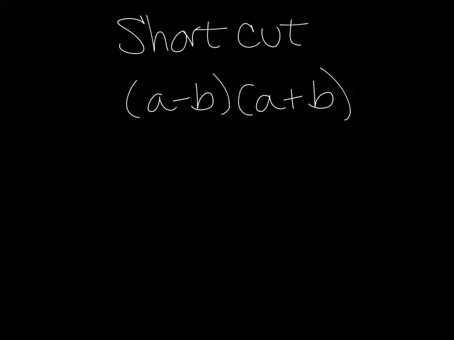So the shortcut, when you have 2 binomials that have the same exact numbers but opposite signs, is that you're going to square the first, so a squared. You're going to square the last, so b squared, and there's always a minus in the middle. All right.